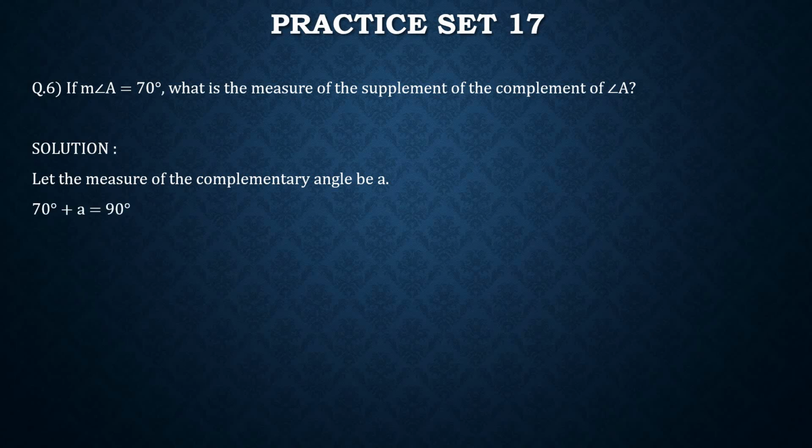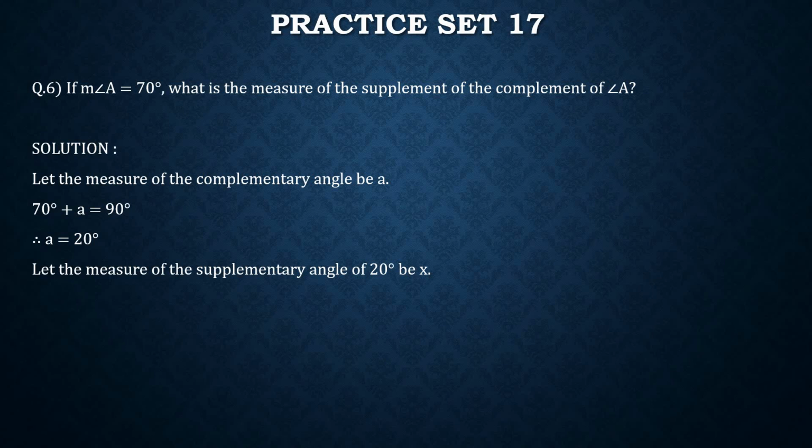So 70 plus A is 90 degrees. So in order to find the value of A, let us take 70 to the right hand side of the equation. So it will be 90 minus 70 is equal to 20 degrees. So the value of A is 20 degrees. Hence the measure of the complementary angle of 70 degrees is 20 degrees.